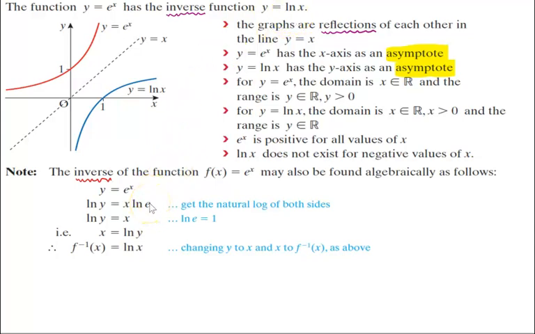So when they're applied, they kind of cancel each other out, and you're just left with what the power is. In this case, the power is x, so you're just left with x. And the natural log of e is equal to 1. That would come up in your calculator if you want to check it out. So ln e, with the power for e being 1, would just give you 1.